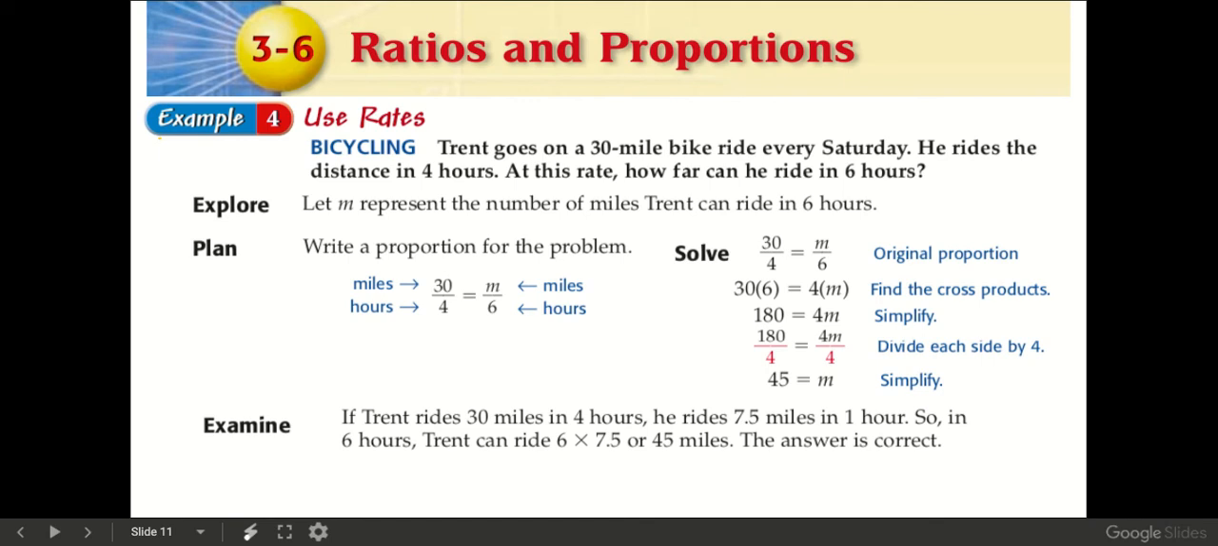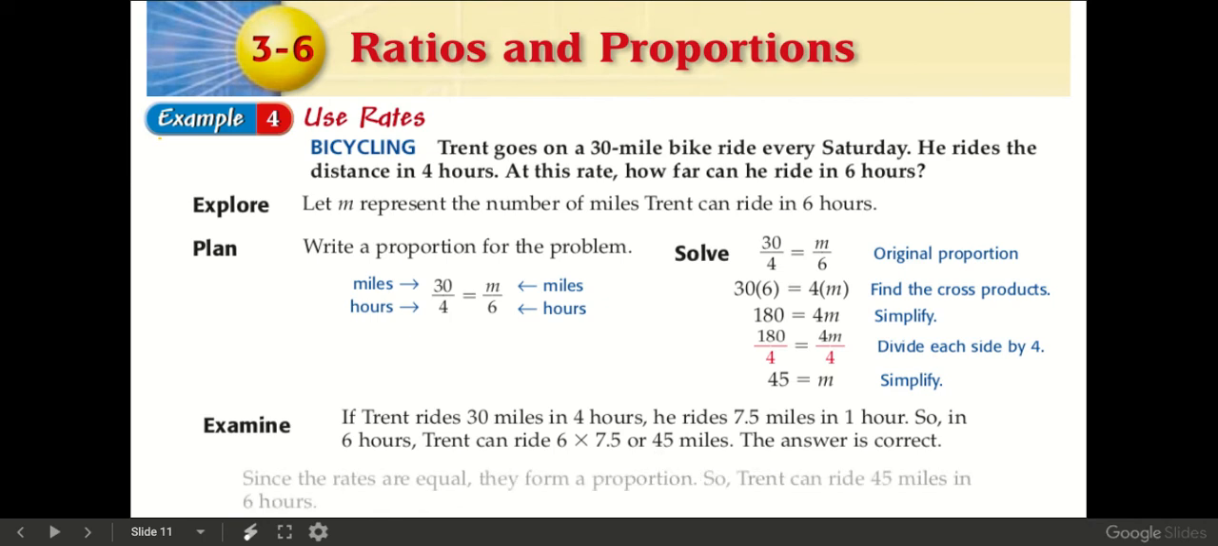And if I wanted to check to see if this was reasonable, it says if Trent rides 30 miles in 4 hours, that means he rides, if I do 30 divided by 4, that means he's riding 7.5 miles in 1 hour. So in 6 hours, I could say that he could do 6 times 7.5, right? 6 hours times 7.5 miles per 1 hour. And that would equal 45 miles. So the answer has to be correct, right?